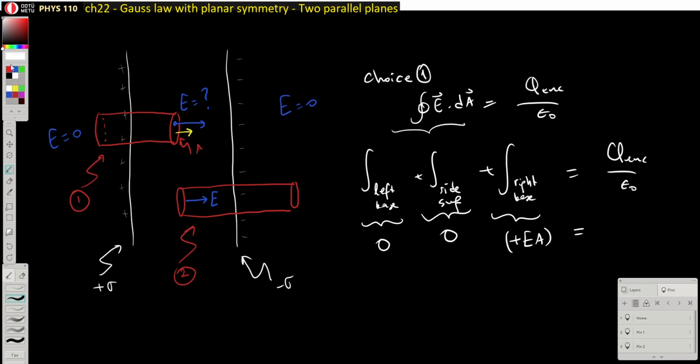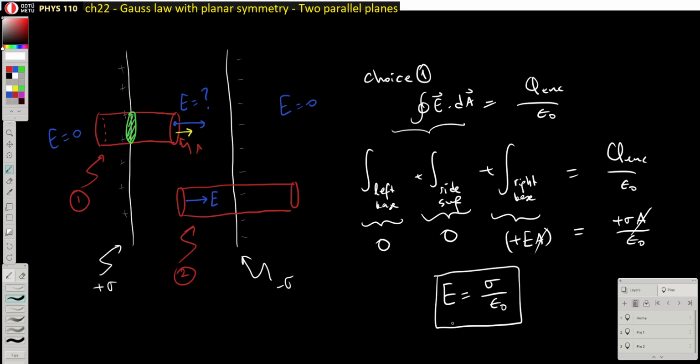So by just looking at these directions, I can also decide on the sign. What about the enclosed charge? Well, only this charge is enclosed in here. And so therefore, the enclosed charge is plus sigma times the base area. And so the areas cancel. As a result, we find the electric field to be equal to sigma divided by epsilon 0. Okay, so that's basically the answer to the problem.